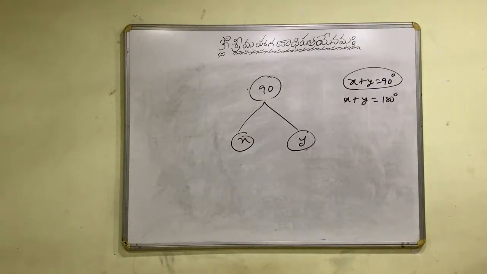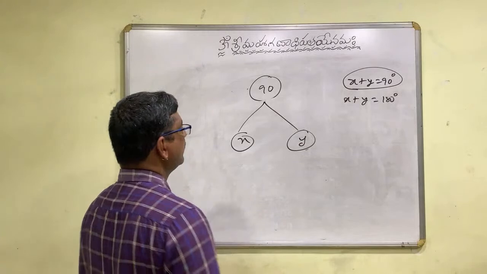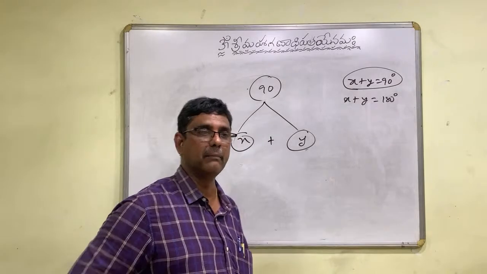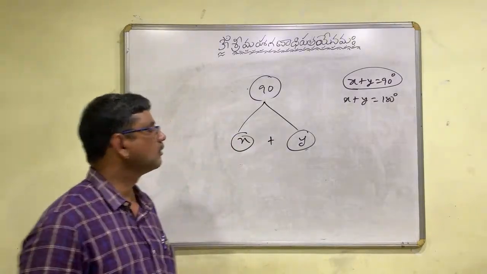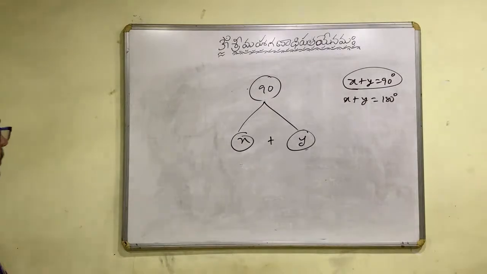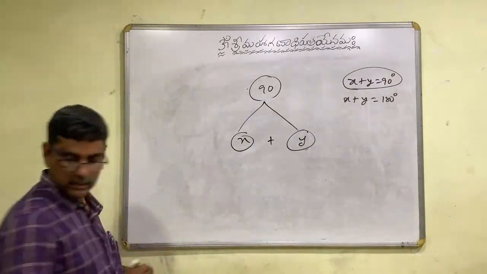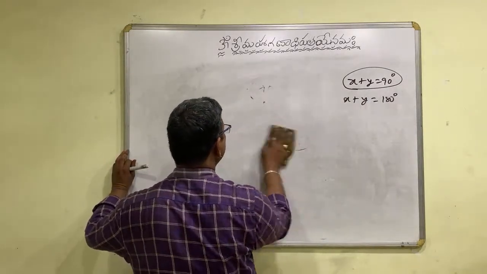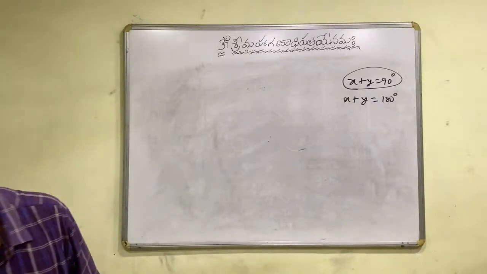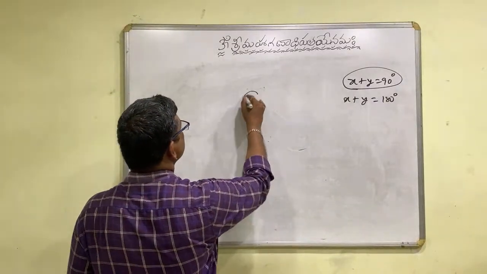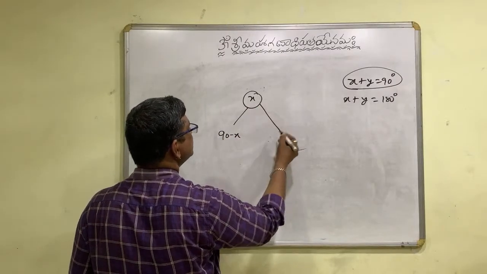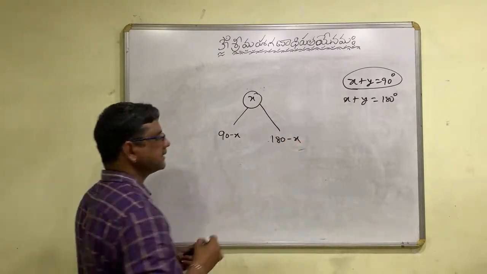Find the angle whose supplement is 4 times its complement. Okay? Let the angle be x. This one you need to understand differently. Let the angle be x. Its complement is 90 minus x. Its supplement is 180 minus x.